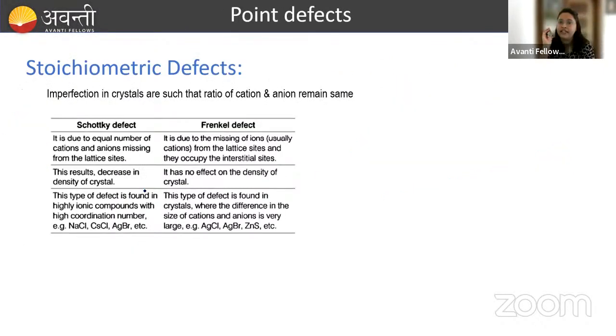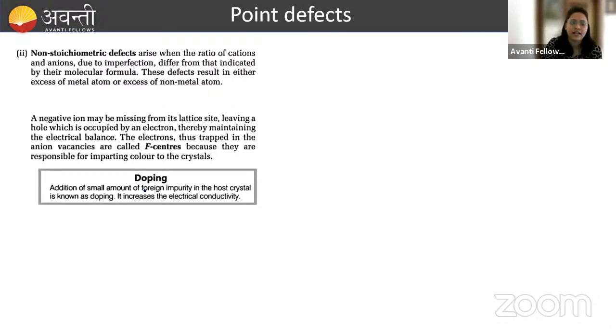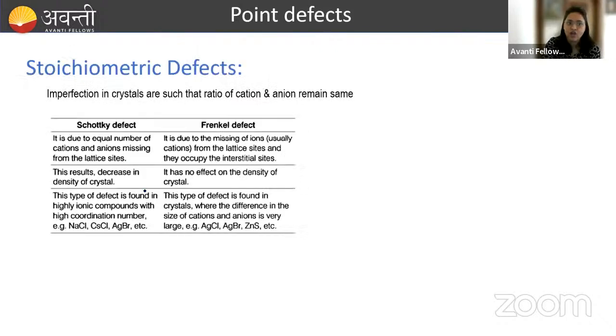Next, there are certain defects. Even though the atoms are arranged carefully, there are certain defects which are known as point defects, and these point defects are of two types. One is the stoichiometric defects, and the other is the non-stoichiometric defects. So, what are the stoichiometric defects? These are the defects in which there are imperfections in the crystals such that the ratio of cations and anions remains the same as that of their molecular formula.